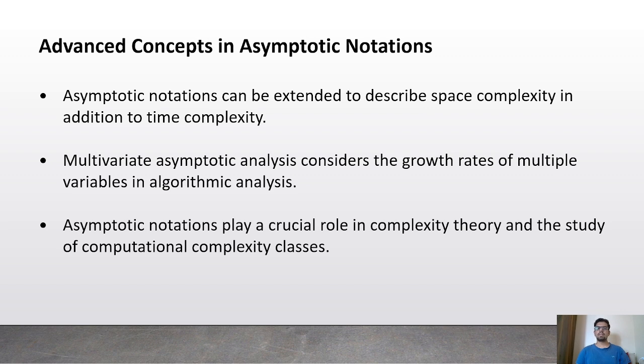Advanced concepts in asymptotic notations. It can be extended to describe space complexity in addition to time complexity. Multivariate asymptotic analysis considers the growth rates of multiple variables in algorithmic analysis. It plays a crucial role in complexity theory and the study of computational complexity classes.